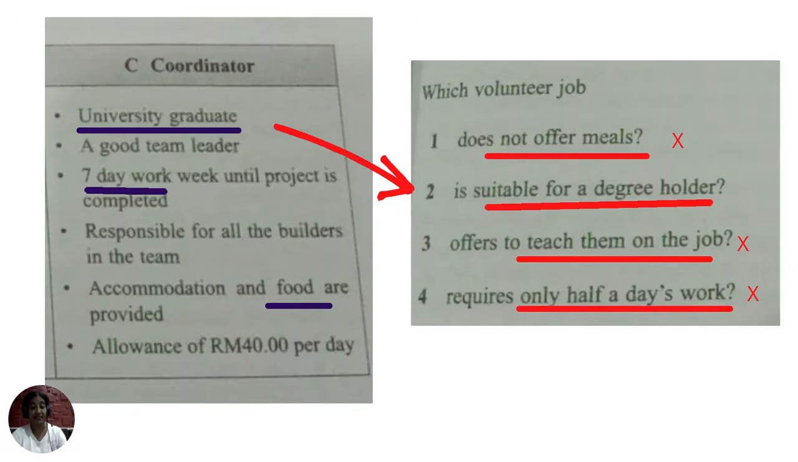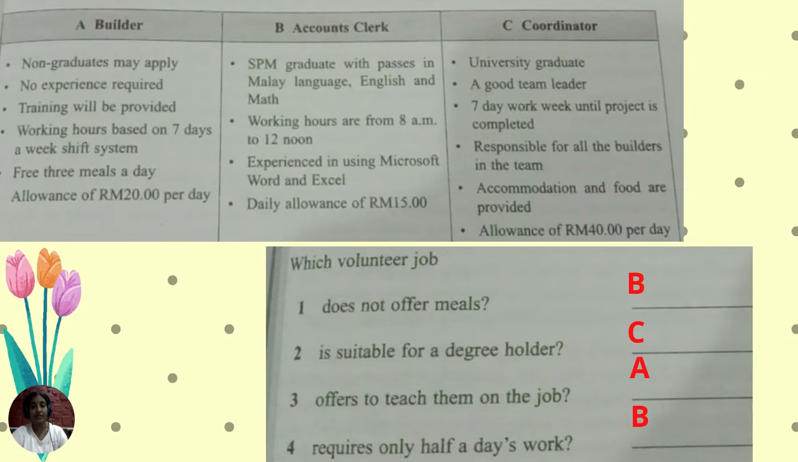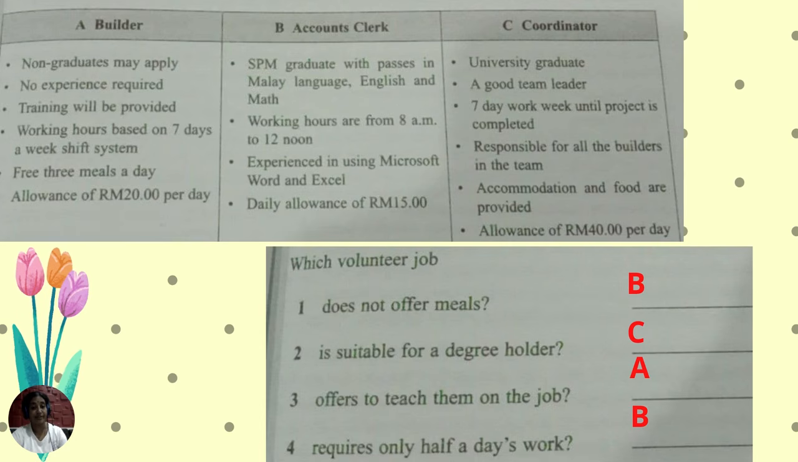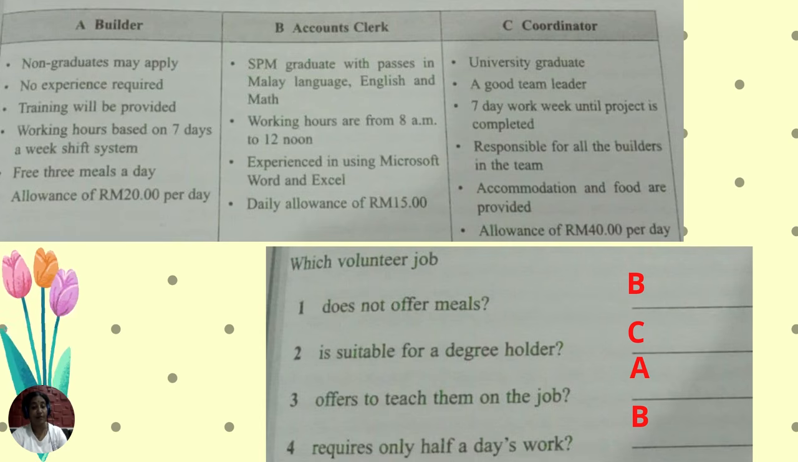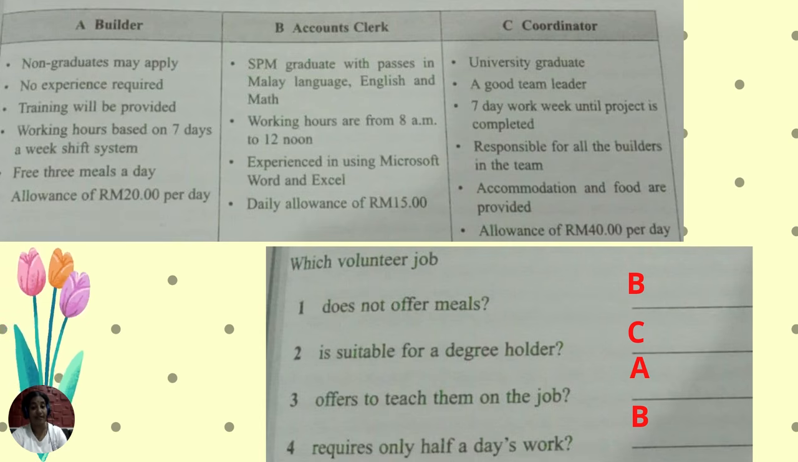So the answer is 2, is suitable for a degree holder, C. So these are the answers for the multiple matching questions. Number 1 up to number 4. There are 4 questions altogether.